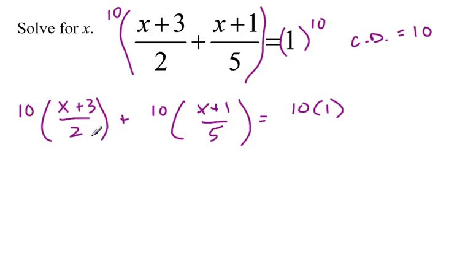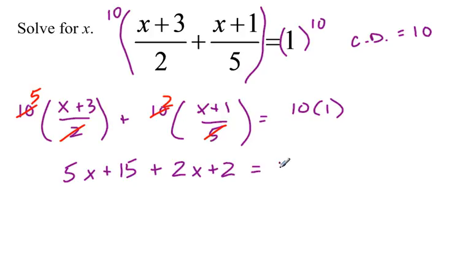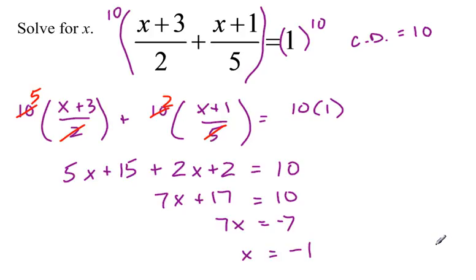Now we're ready to cancel. 2 goes into 10 5 times. 5 goes into 10 2 times. Nothing I need to do here. And now we're ready to multiply. When we multiply 5 times x plus 3, we have to distribute. So 5x plus 15. Here we take 2 times x plus 1, 2x plus 2. And over here, 10 times 1 is simply 10. Combine our like terms. 7x plus 17 equals 10. Subtract 17. 7x equals negative 7. And we have our answer, x equals negative 1.